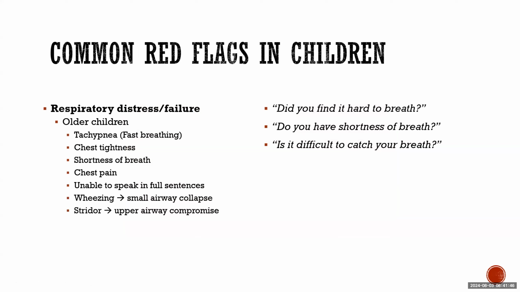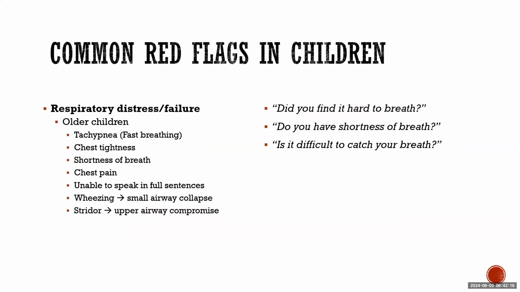All right. So for older children, their presentation might be a little bit different. They're still going to have tachypnea, but usually they can describe how they feel to you, right? It's not just what you can see. They usually don't have the typical retractions that a younger child would have. So they usually describe that as chest tightness, shortness of breath, chest pain.